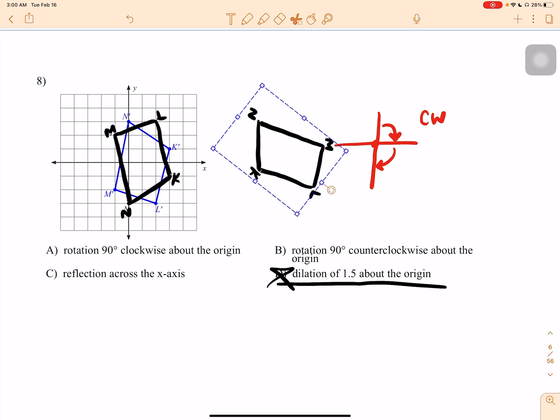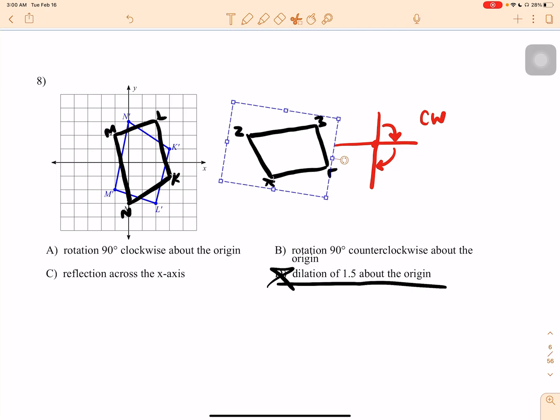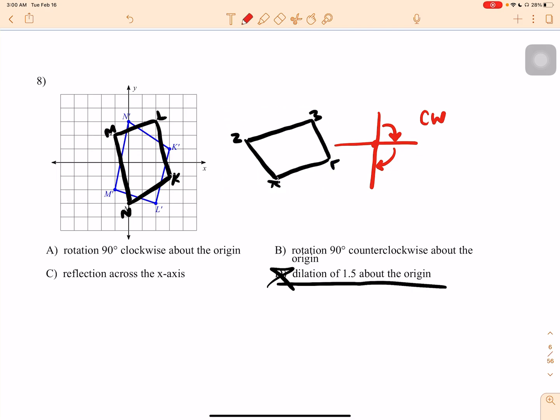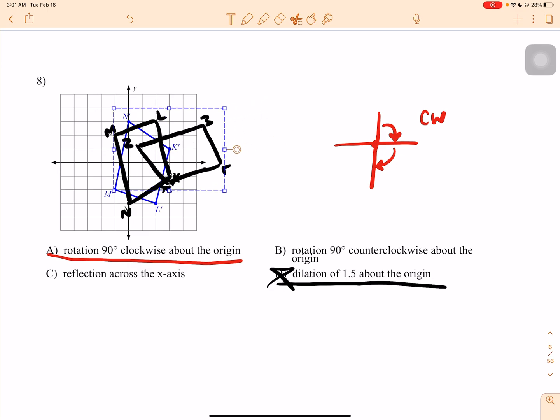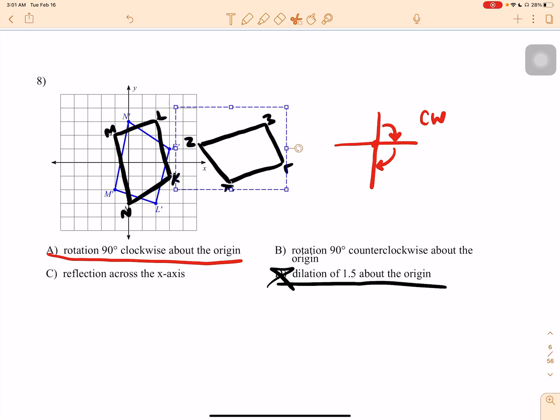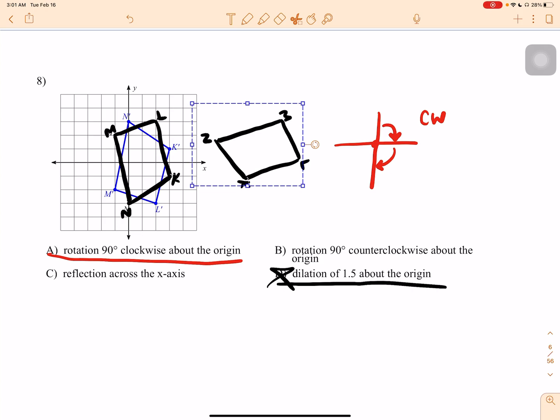All right, so this one here is 90 degrees clockwise, and this is what question A is asking us. Is it 90 degrees clockwise? This is what 90 degrees clockwise would look like. This is how my blue shape would be oriented. It is not oriented that way. Do you guys see that? This is what the blue shape should be, and it is not oriented correctly, not at all.